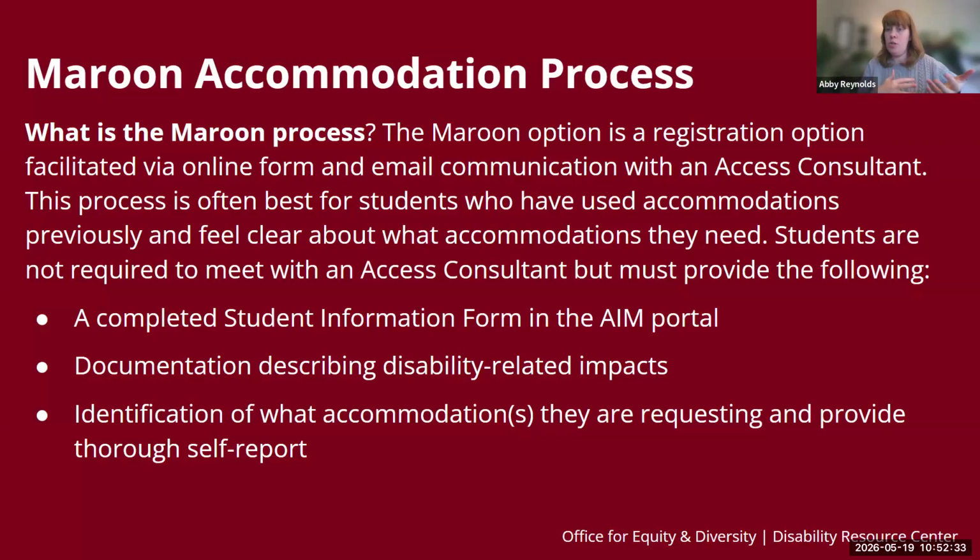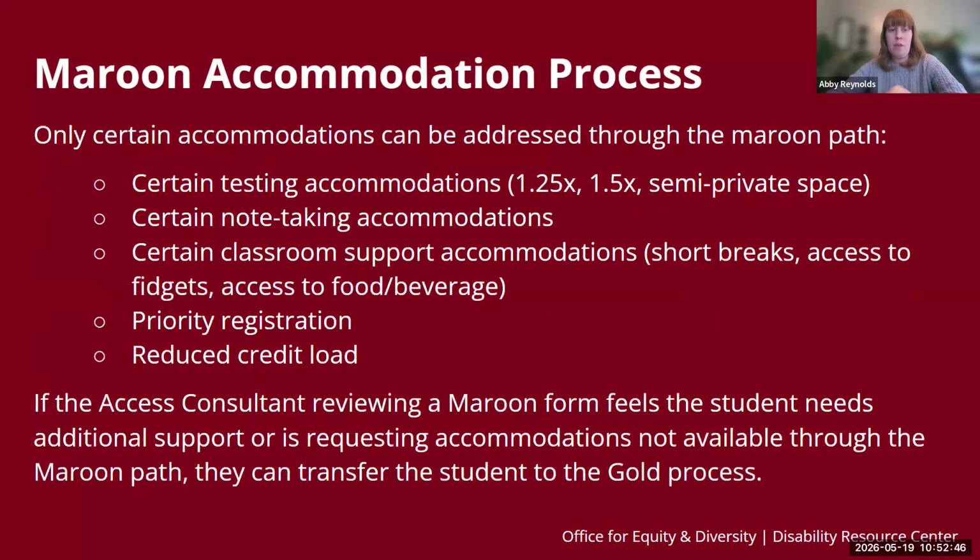If they don't, we will reach out to the student typically and say, hey, I either need more information from you about X, Y, or Z, or it might be good for you to switch over to our gold path because it looks like what you're requesting is something we need to talk about in a meeting. So this is really the list of what students could request through that process.